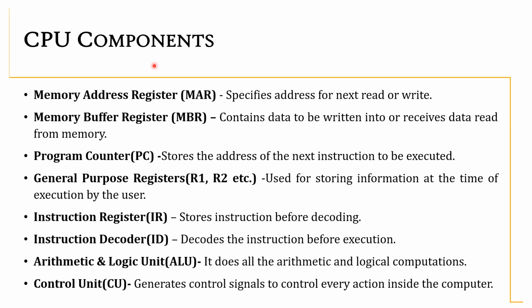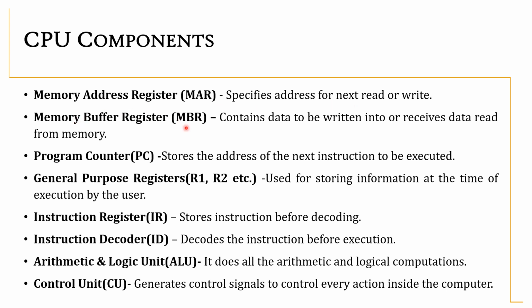The CPU includes some special purpose registers, general purpose registers, arithmetic and logic unit and control unit. Let us look into this in detail. MAR, or the memory address register, is a special purpose register which is used for specifying the address for the next read or write operation. So it specifies the memory address for the next read or write operation.